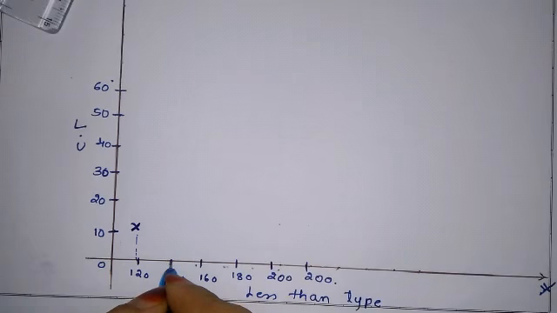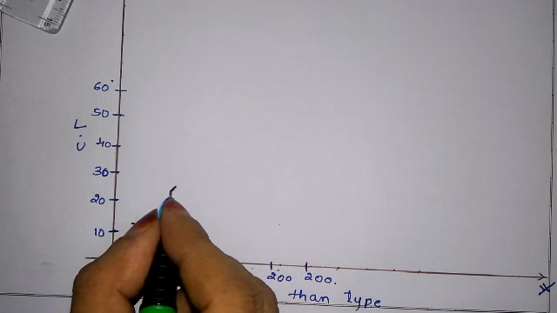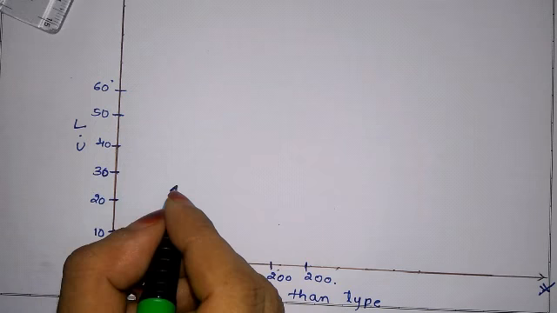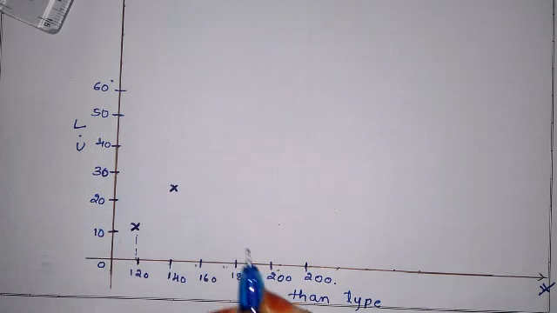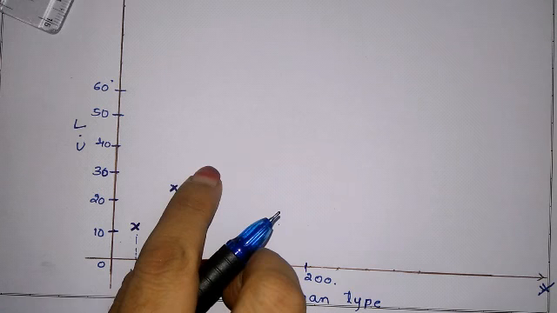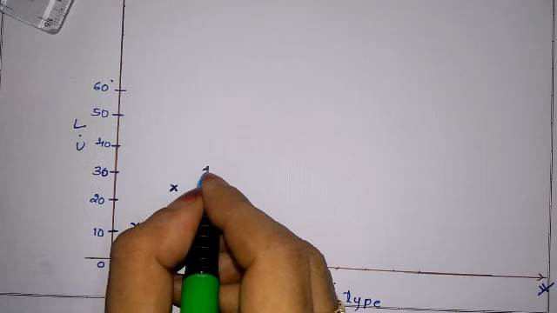Next, 140, 26. 140 is in this line, 26 will be here, in between 20 and 30. Okay. Next, 160 is nothing but 34. 160 in this line, 34. It will come this side here. 34.